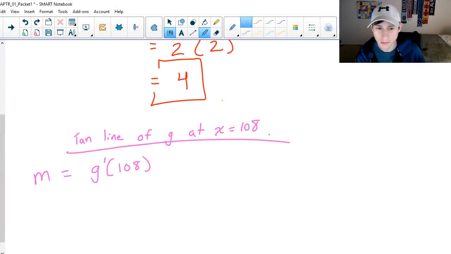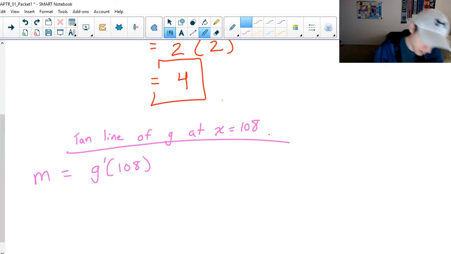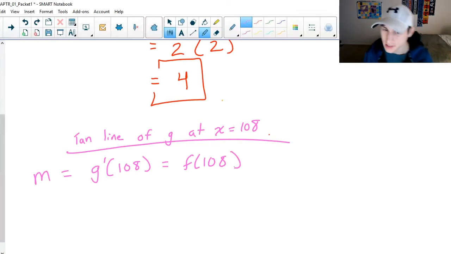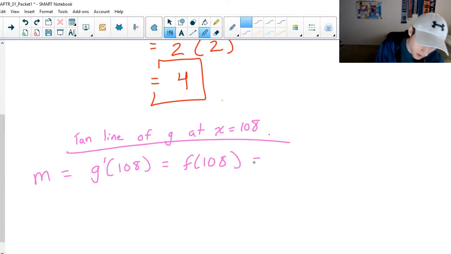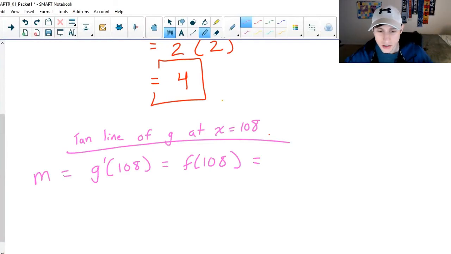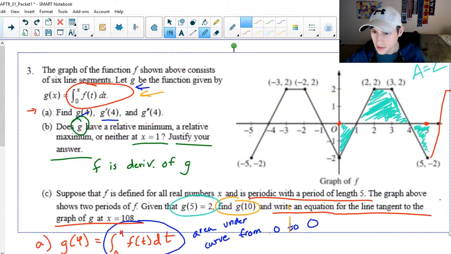So the slope of the tangent line m is going to be the derivative of g at 108. Well, remember, f is the derivative of g, so this is basically just asking, what is f of 108? My graph does not quite go to 108, but it just repeats the same exact pattern over and over, in increments of 5. 0 to 5, 5 to 10, 10 to 15, 15 to 20.